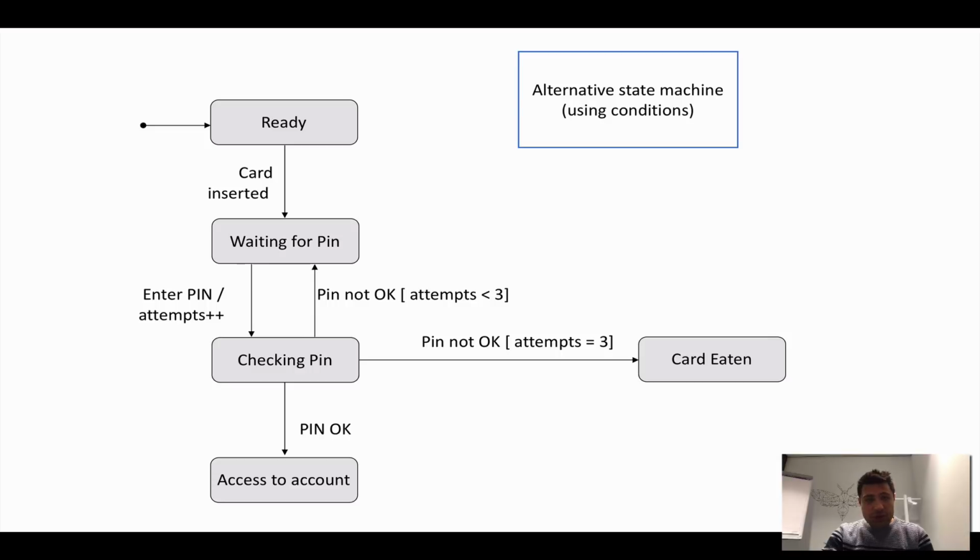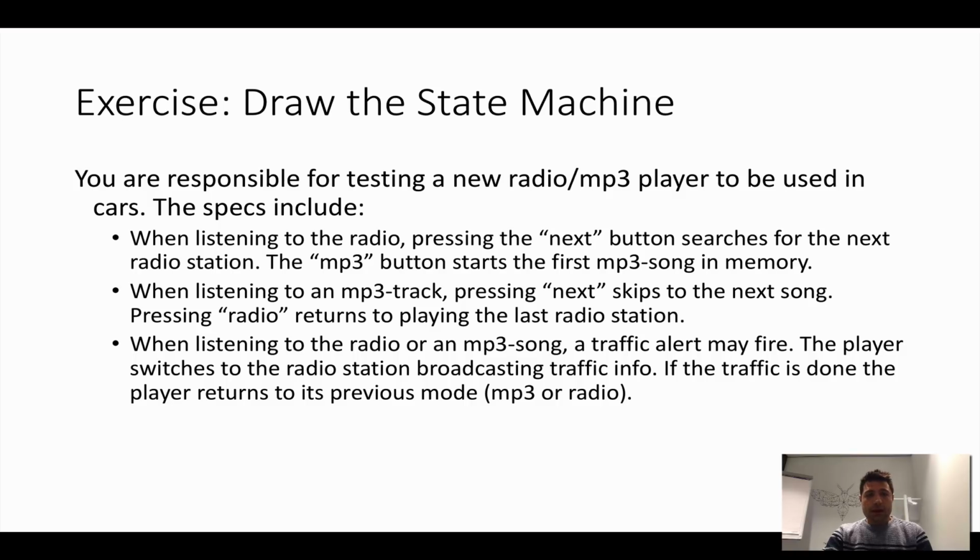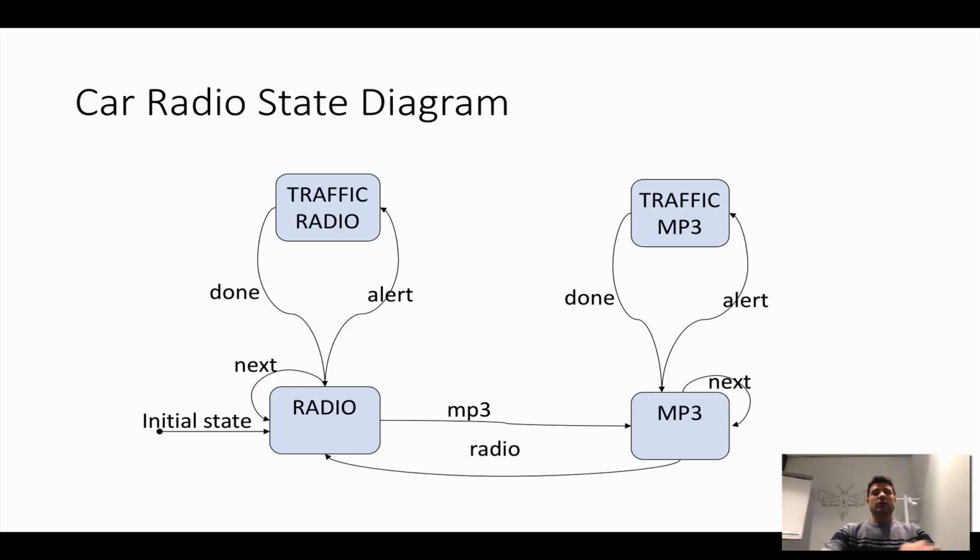There are different ways you can represent these pictures. I'm not going to dive into this in the video. Together we tried to draw this state diagram for the car radio. So you're in the radio. If you go to MP3, then it goes to the MP3 feature, and so on and so forth. And what I want you to see is that this gives us input to test, right? We know that we need to test all these transitions, for example.